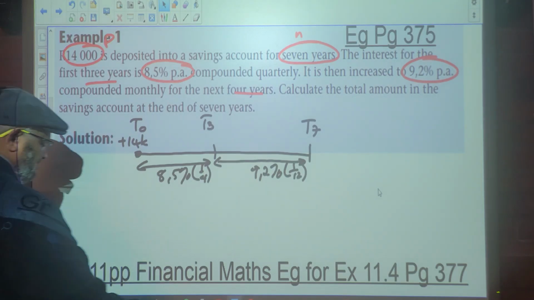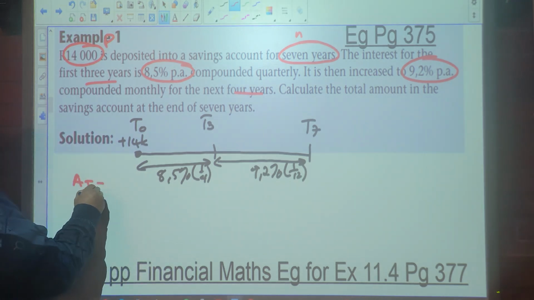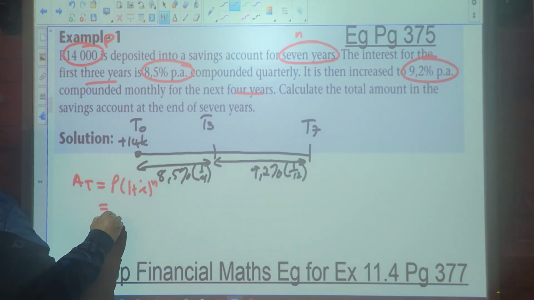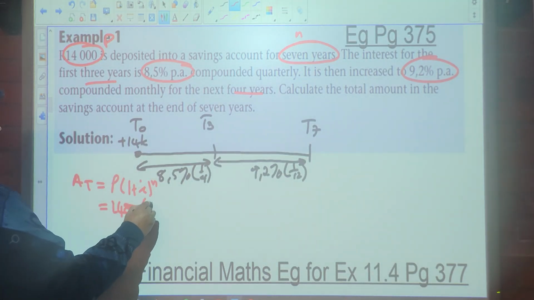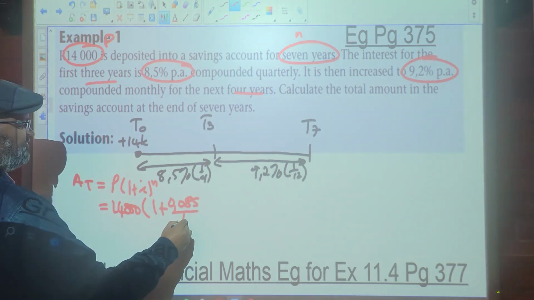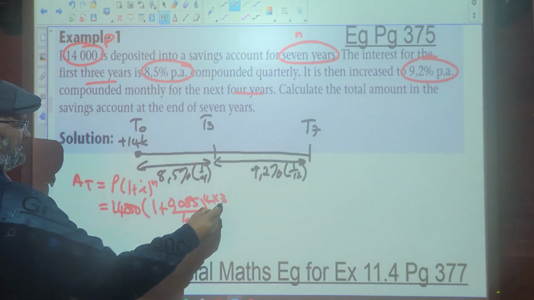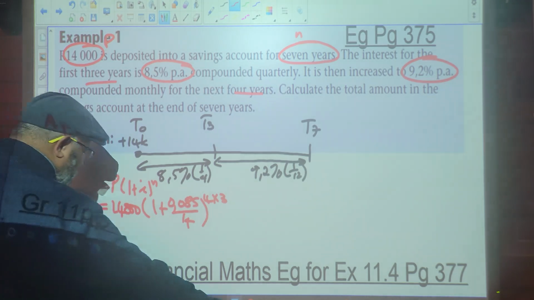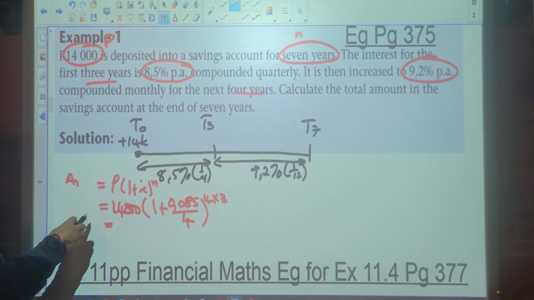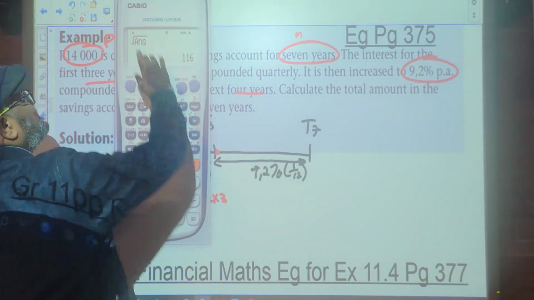Okay. So what they do is they say, okay, your A total is going to be P into 1 plus i to the exponent. So your P value is 14,000 Rand into 1 plus 0,085 over 4 to the exponent 4 times. And how many years is this for? 3 years. Okay, this is actually A1. So how many A formulas are you going to have? 2. So let's pull up the calculator.